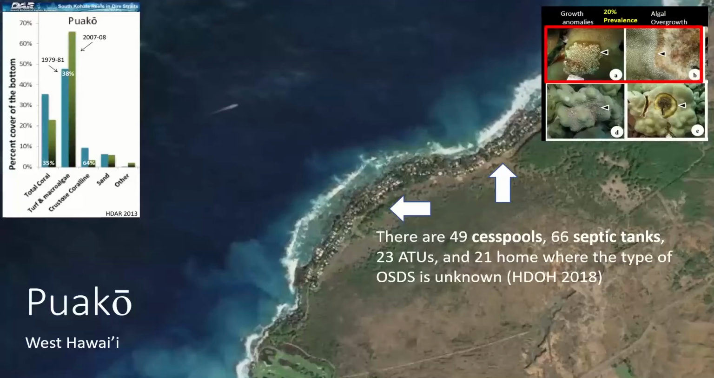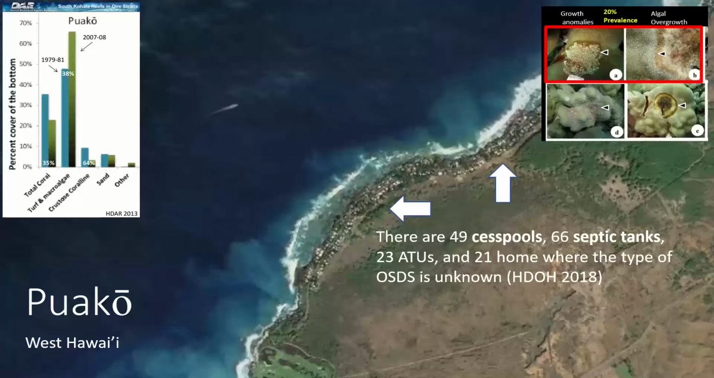They have 49 cesspools, 66 septic tanks, aerobic treatment units, and 21 homes where we don't know what the OSDS is, all in that tiny little strip of land right next to the ocean there. Very, very close, right on the ocean. And it's a pretty popular tourist place with a healthy coral reef.